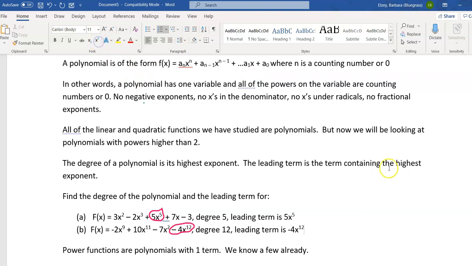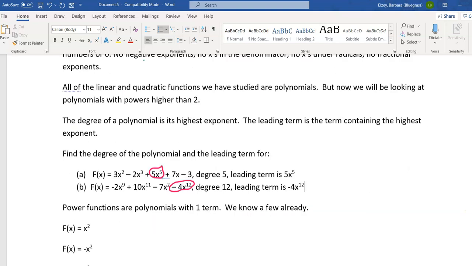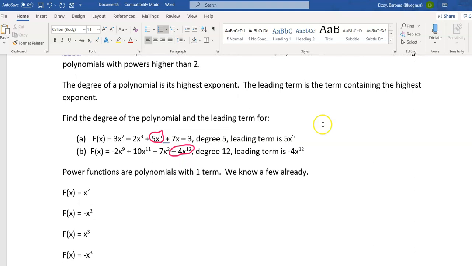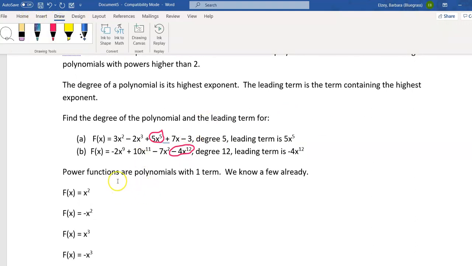Okay, now let's get a few more definitions, some that you may not have seen before. All right, so power functions are polynomials that have one term. And we've already had a few power functions. We've had x squared. Remember our library function, x squared, was just a parabola. Recall that it was a graph that looked kind of like this.